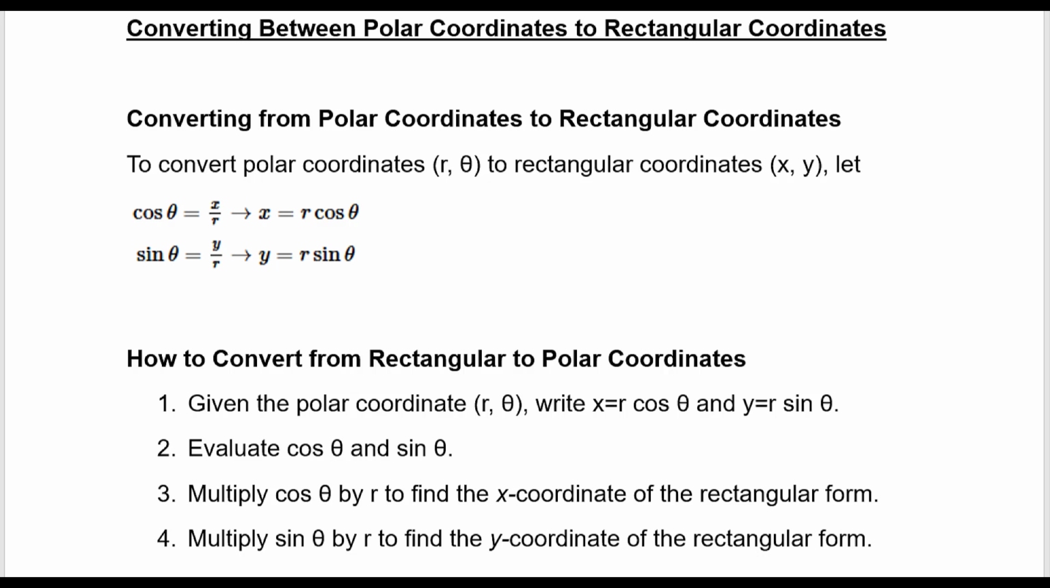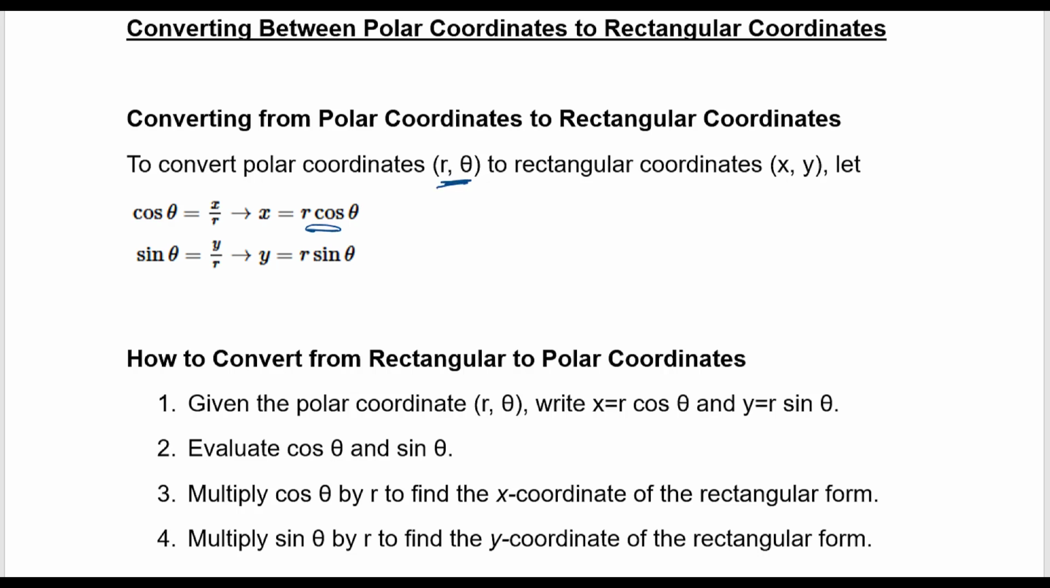And we're going to look at converting between polar coordinates and rectangular coordinates. So converting from polar to rectangular coordinates: to convert polar (r, theta) to rectangular (x, y), recall that cosine theta is x over r. So if we solve for x, x equals r times cosine theta. And this is information you would have from that point.